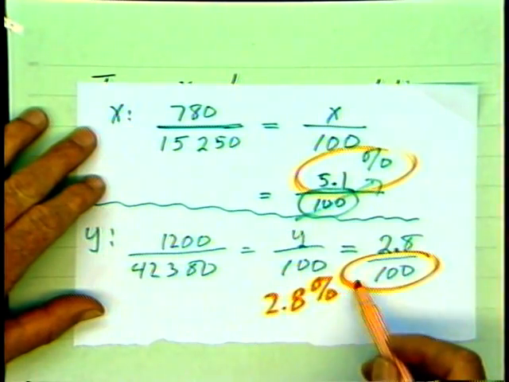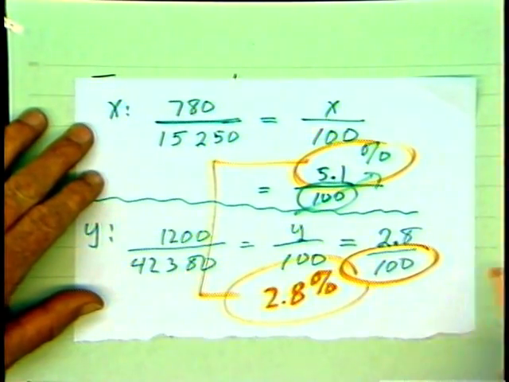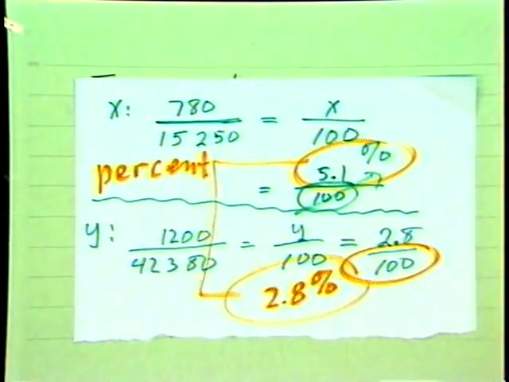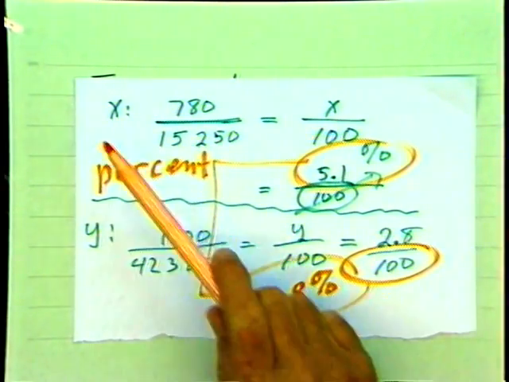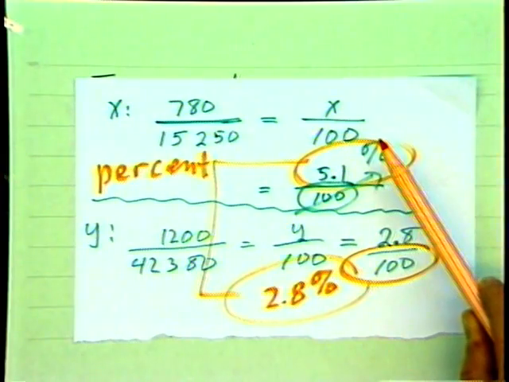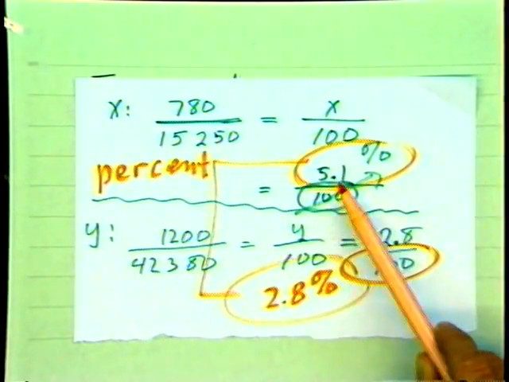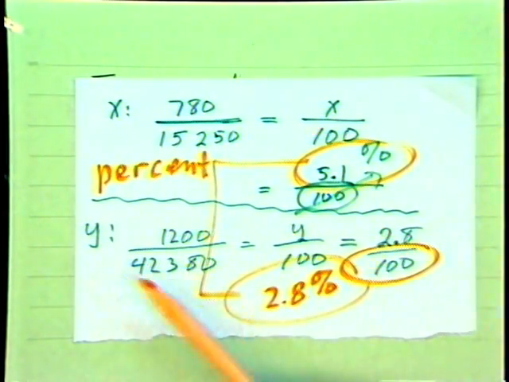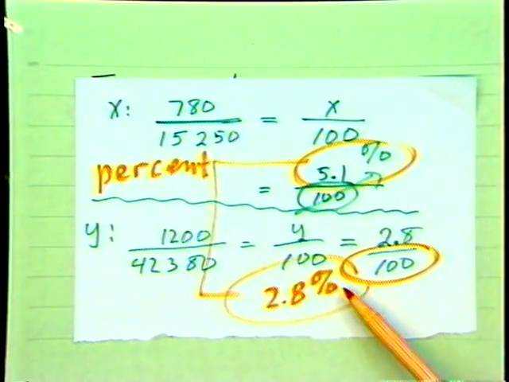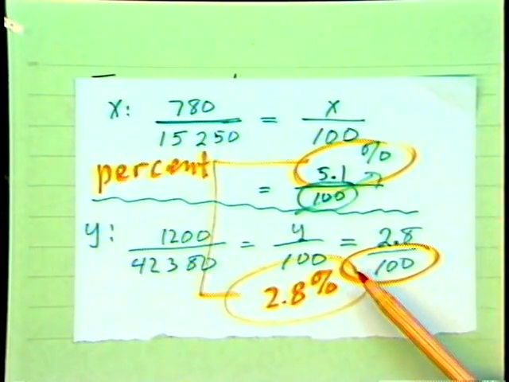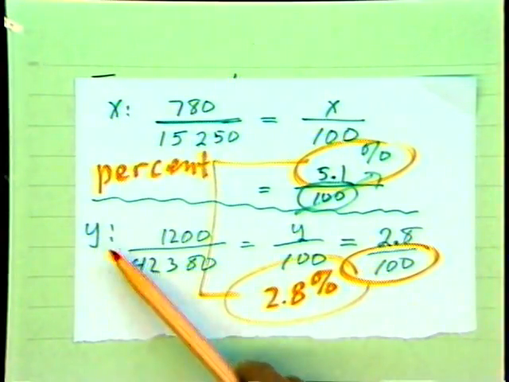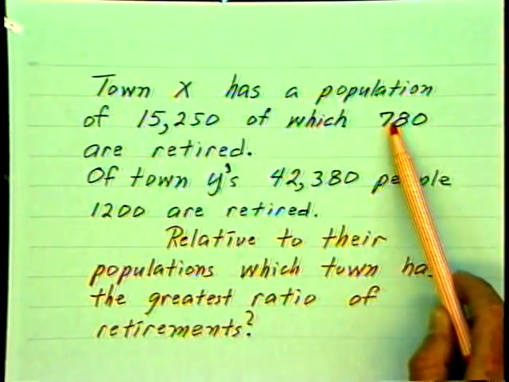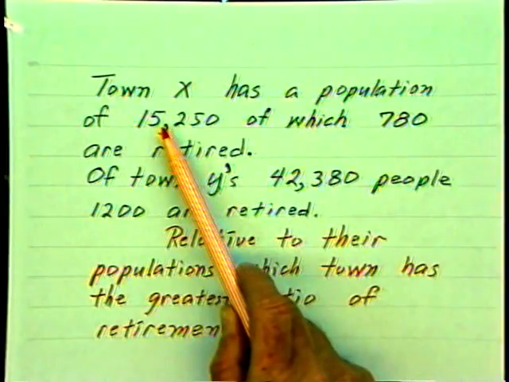So now let's compare the two towns with this new understanding of that word percent. And things take on a slightly different appearance. We're saying that in Town X, 5.1%, which is the same thing as saying 5.1 per 100 of its people are retired. Whereas in Town Y, only 2.8 per 100 are retired. So relative to the population, Town Y has fewer retirements, even though in actual number there are more. But that's because the town, of course, is so much bigger than that.